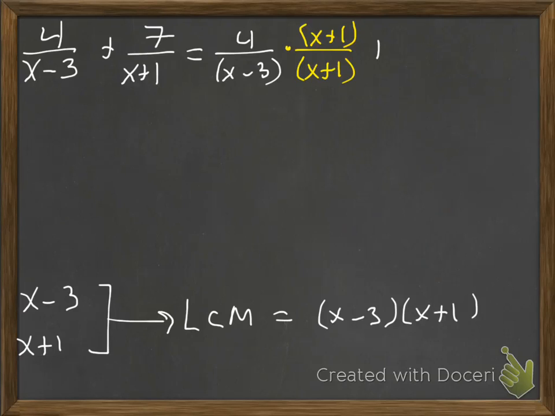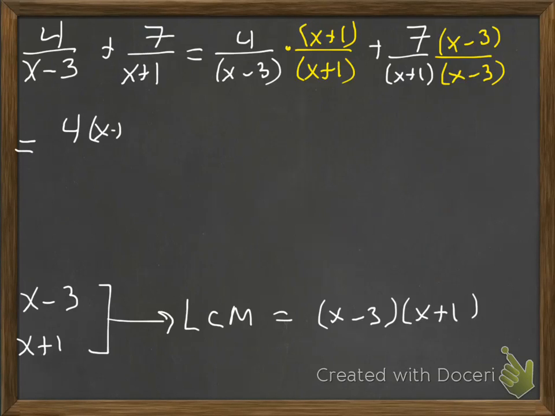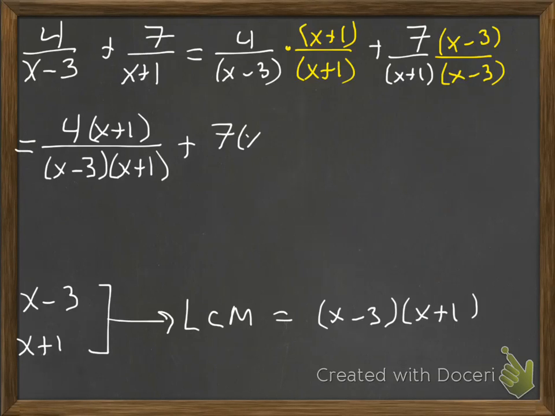So that doesn't change anything. X plus 1 over x plus 1 is 1, so we haven't changed the fraction at all. Plus 7 over x plus 1. And we're missing an x minus 3, so we're going to give it an x minus 3 over x minus 3. And we'll go ahead and multiply. So we have 4 times x plus 1 over x minus 3, x plus 1, plus 7 times x minus 3, all over x minus 3, x plus 1, or x plus 1, x minus 3. The order does not matter.